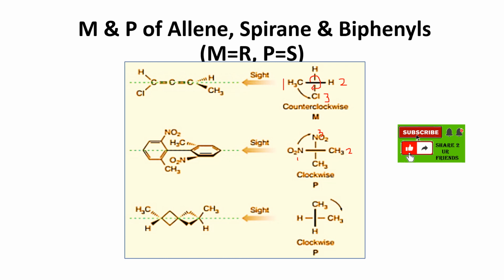So 1 and 3, if you want to go from 1 to 3, we have to see for M and P. What is the direction? This is the clockwise direction. Clockwise direction means plus. Plus means P, which is equal to S. We will see whether that is right or not. 1, 2, 3, 4. This is counterclockwise direction, so this is S configuration. Is this right or not? Yes. P is equal to S, M is equal to R.